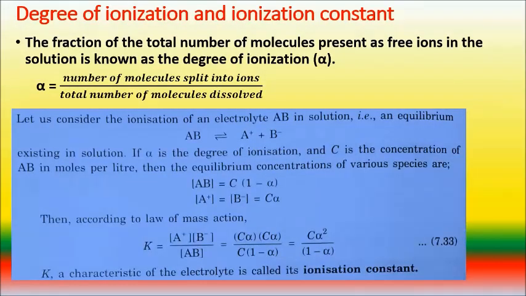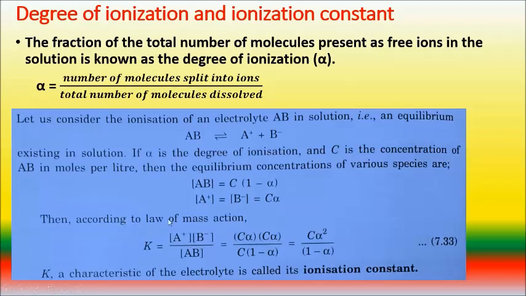Now let us consider the ionization of an electrolyte AB in solution. So when we write the equilibrium, how can we write? AB gives A+ plus B- existing in solution. If alpha is the degree of ionization, and C is the concentration of AB in moles per liter, then the equilibrium concentrations of the various species are: molar concentration of AB is equal to C into (1 minus alpha), and the molar concentrations of A+ and B- are both C alpha.